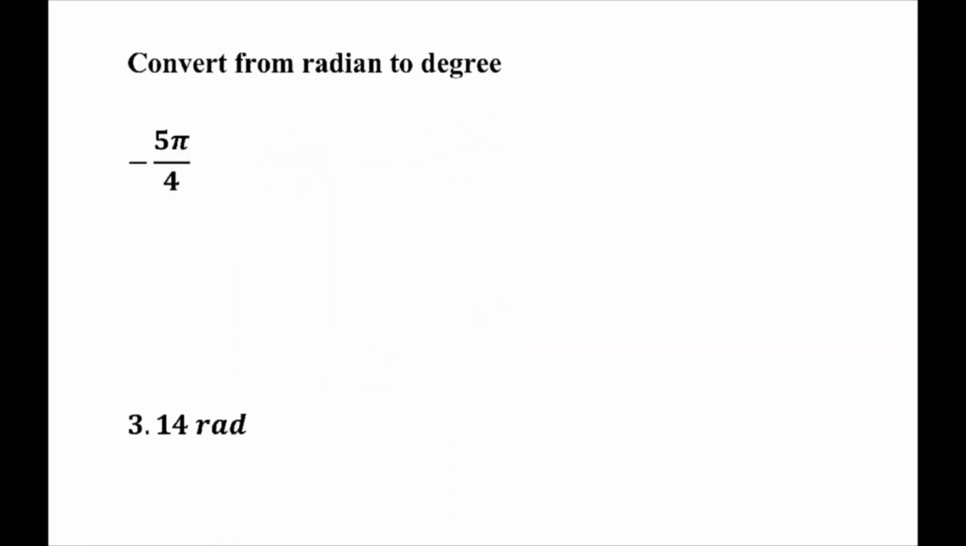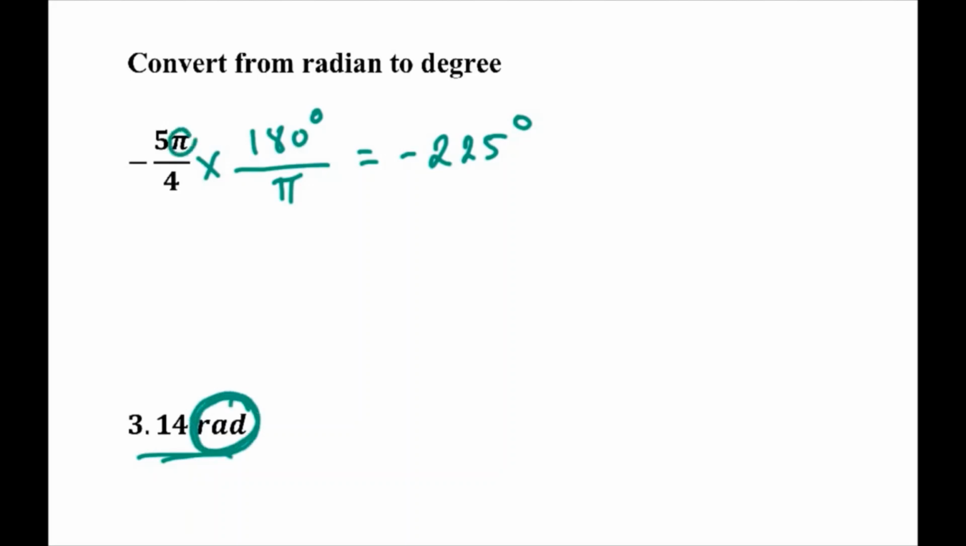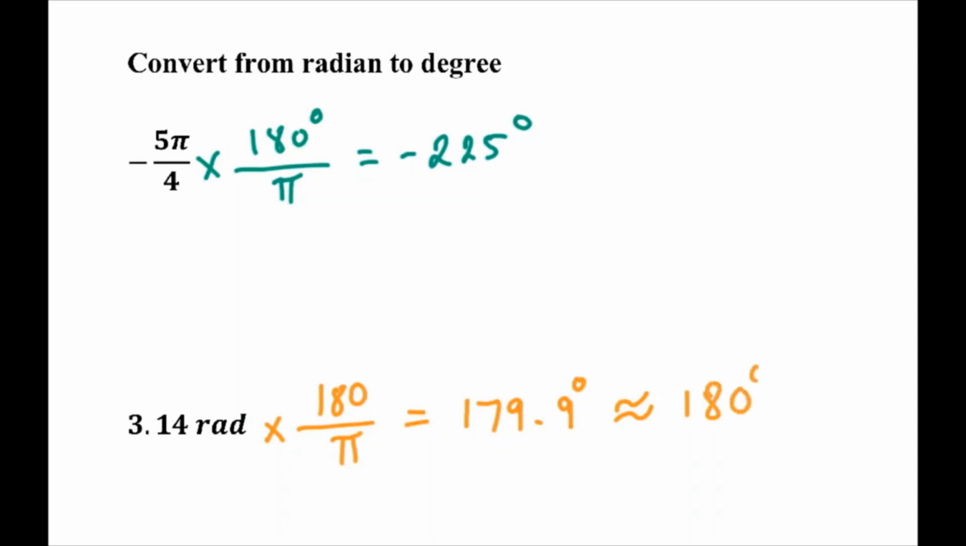Now, what if I have a radian and I want you to convert it into degrees? You're going to do the opposite. You're going to multiply by 180 degrees over pi. So that will be negative 225 degrees. Now what about here? The word radian here is replacing the pi. So when I say convert 3.14 radians, I'm going to multiply by 180 over pi. And when you do that, you are going to get 179.9 degrees, which is about 180 degrees.